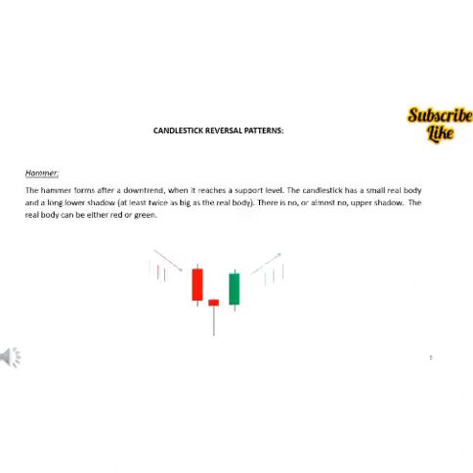The first pattern is the hammer. The hammer forms after a downtrend, when it reaches a support level. The candlestick has a small real body and a long lower shadow, at least twice as big as the real body. There is no, or almost no, upper shadow. The real body can be either red or green.